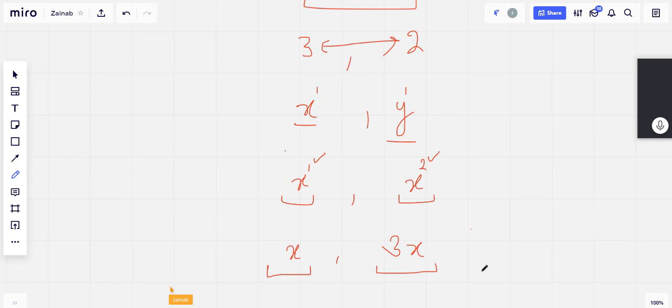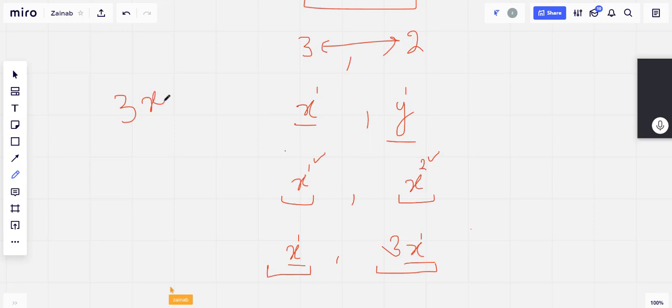Alright, that's true. But to check for like and unlike terms, we just look at the variable and its power. So here we have the x variable, here we also have the x variable, here the power is 1, here also the power is 1. So they are both like terms. And you just need to remember this.